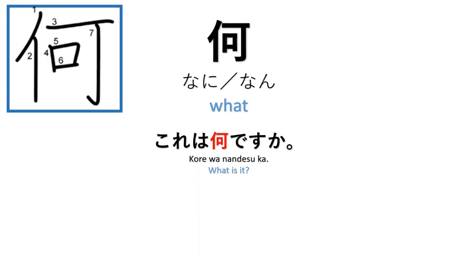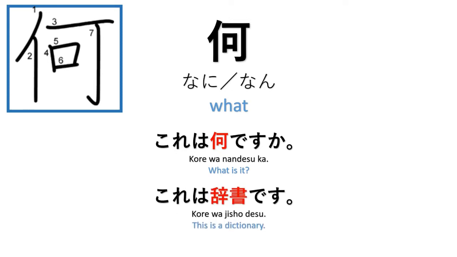Okay, so another one, the most basic one. Kore wa nan desu ka? What is it? Or what is this? Kore wa jisho desu. So in place of nani or nan, we put the thing. So we have jisho. Kore wa jisho desu. This is a dictionary.